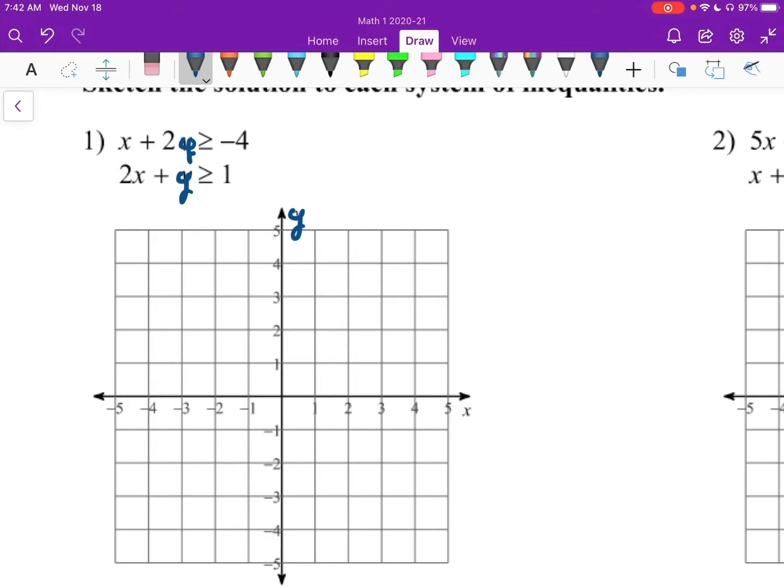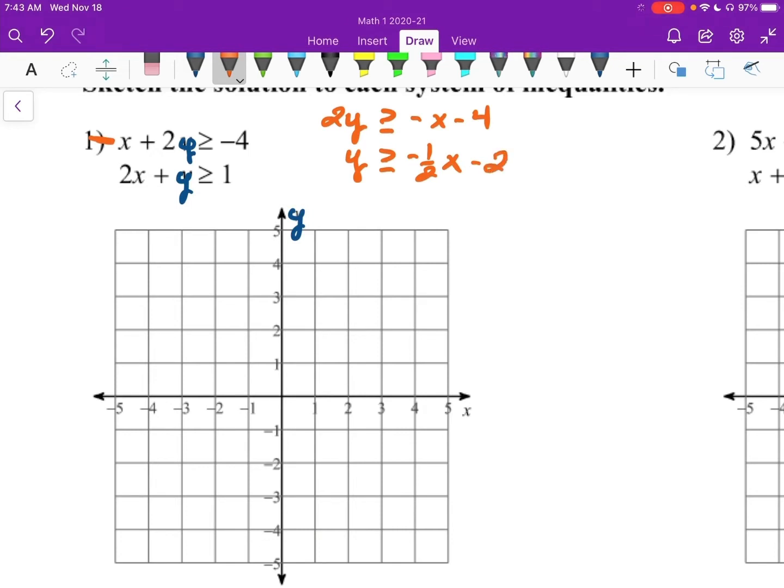So what I'm going to do is take my orange one, just like how I did last time. I'm going to color code, and I'm going to solve for y. That way I can graph it using slope-intercept form. So if I move the x to the side, I'm going to have 2y is greater than or equal to negative x minus 4. And then if I divide by 2, I'll have y is greater than or equal to negative 1/2 x minus 2.